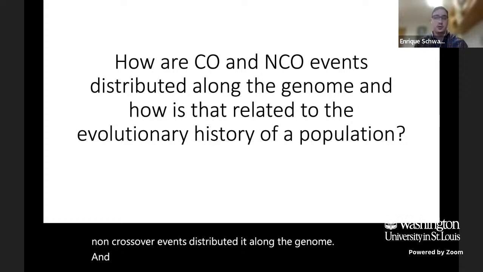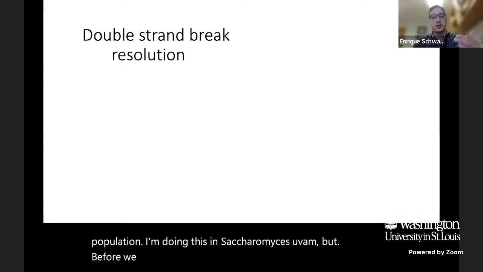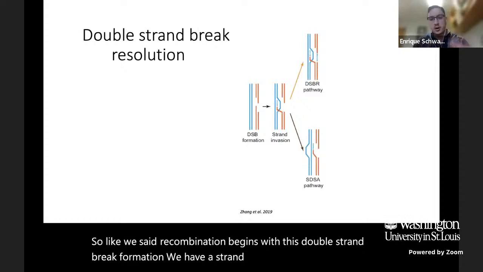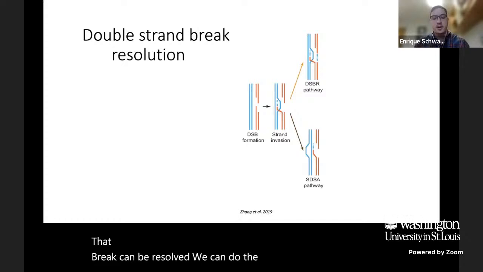I'm doing this in Saccharomyces uvarum, but before we get too deep into it, let's talk a little bit about that double strand break resolution. So like we said, recombination begins with this double strand break formation. We have a strand invasion. And then there are a couple of different ways that that break can be resolved. We can do it through the double strand break repair pathway, or simply by strand annealing.